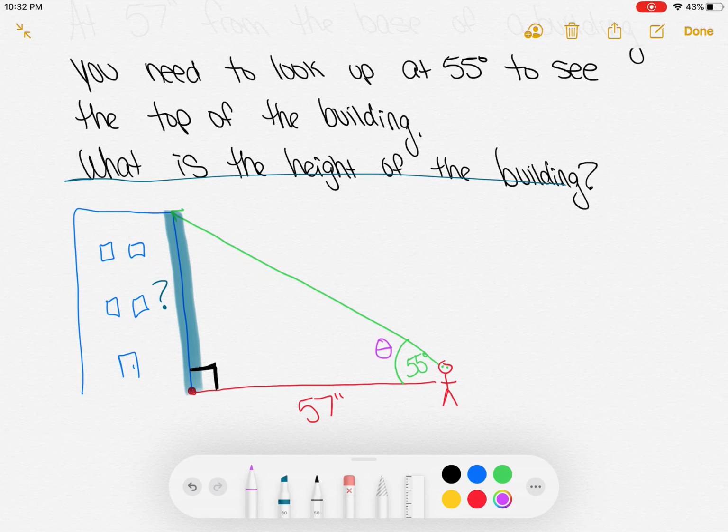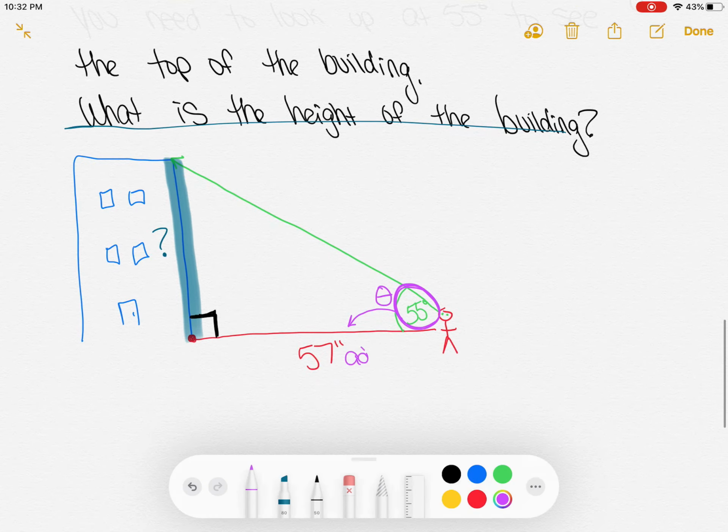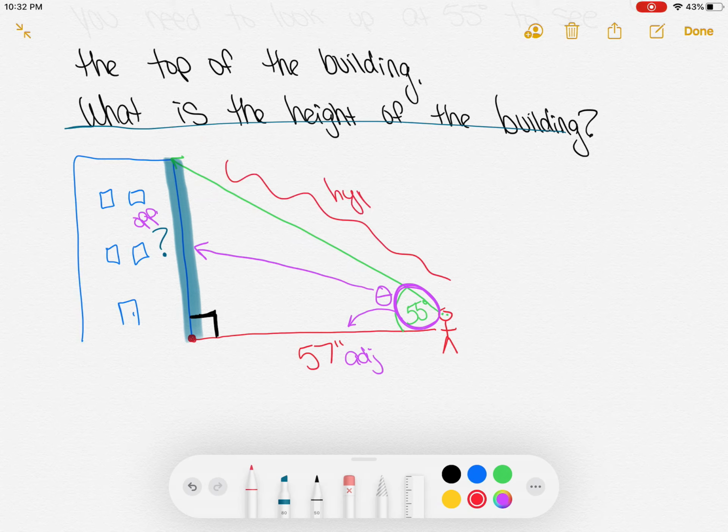Okay, so if we're missing the height of the building, take a look at what you have here. This is what we were otherwise looking at as theta, but now we actually know the measurement, but that's still the angle that we're referring to. Look at the information on this triangle. We have this side right here, which is the adjacent, and we need to find this side over here, which is the opposite. One of the other sides we don't know is this over here. This is our hypotenuse, but because we have two pieces of information, the 55 degrees and the 57 inches, we're going to be able to use SOHCAHTOA to find this opposite side.